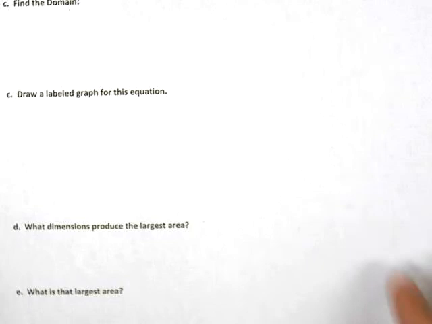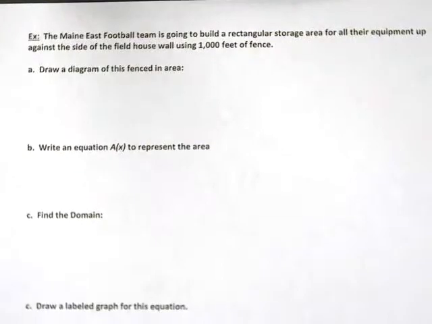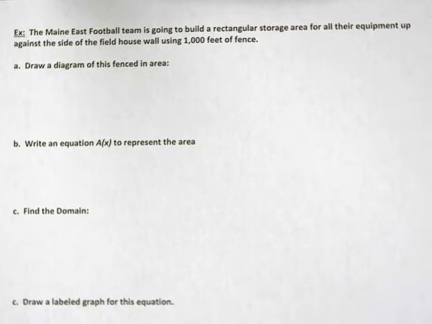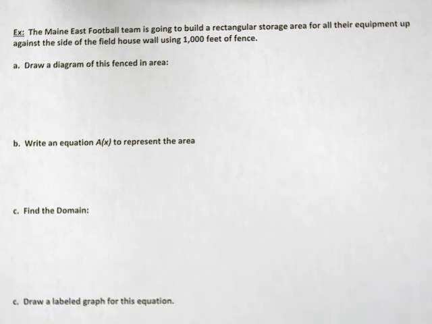Now, this next example has the same concepts, however, the picture is going to change a little bit. And if you remember from the beginning of the video, I said that there are going to be some times where you don't have to worry about every side of the shape. So when we read this, hopefully that makes sense. Here we go. Maine East football team is going to build a rectangular storage area for all of their equipment up against the side of the field house. Okay, up against the side of the field house. And they have 1,000 feet of fence.